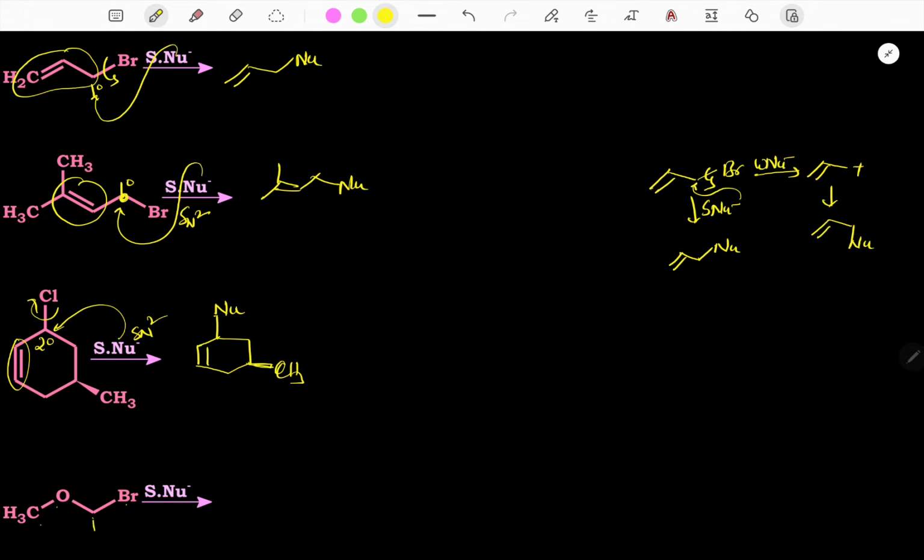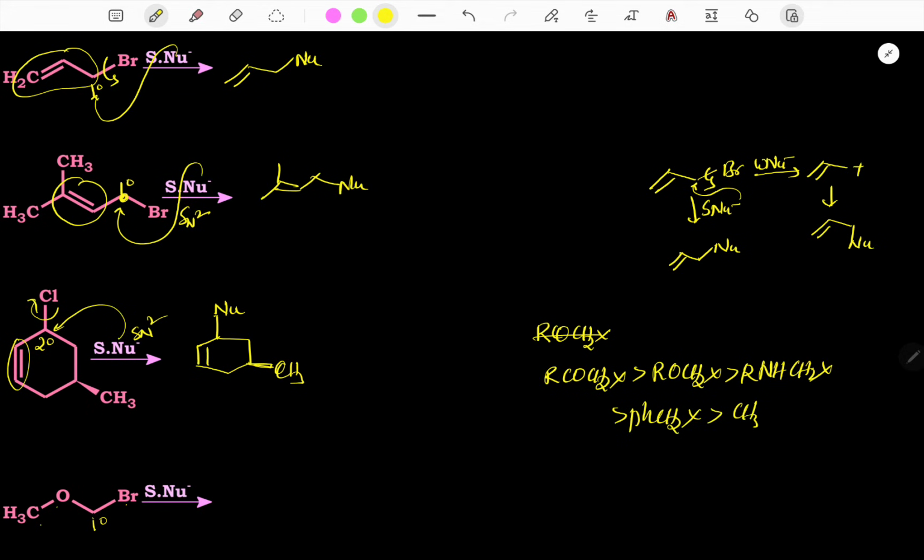Now CH3OCH2Br, it is a primary, and if I see the rate of SN2: RCOCH2X is more reactive than ROCH2X, more reactive than RNHCH2X, more reactive than PhCH2X, more reactive than CH3X, more reactive than CH2=CHCH2X, more reactive than primary, secondary, tertiary. It is an SN2 reaction, the rate of SN2.